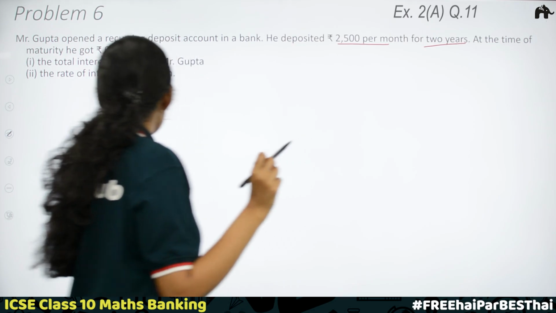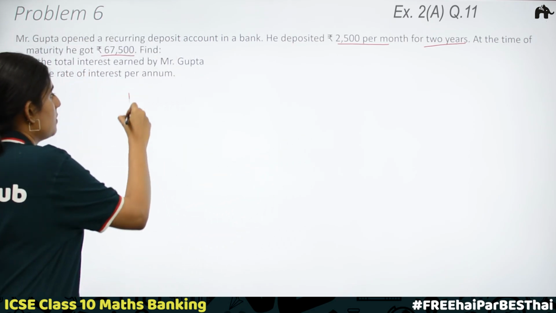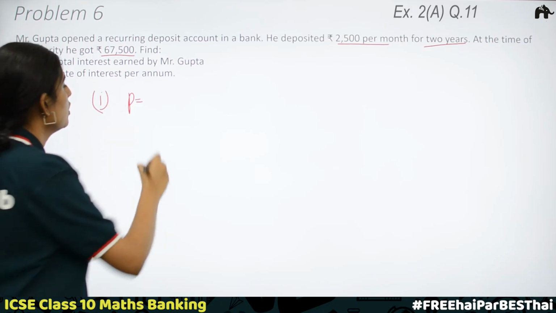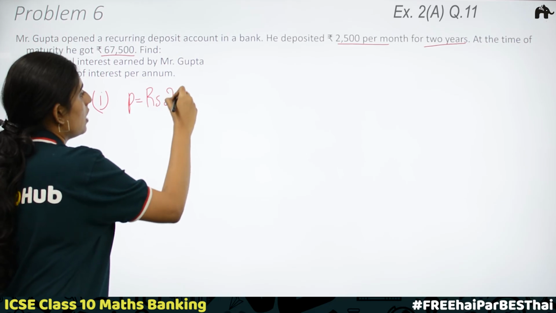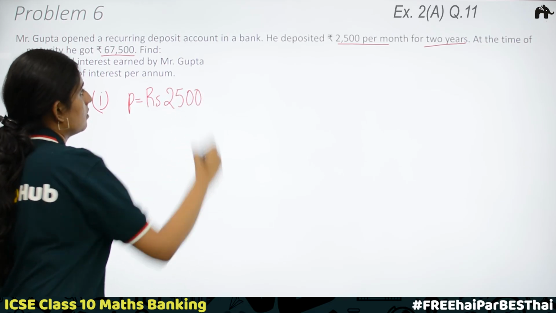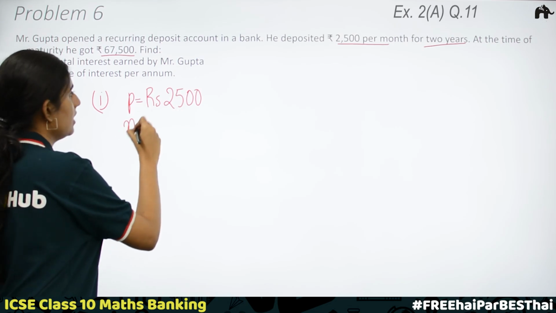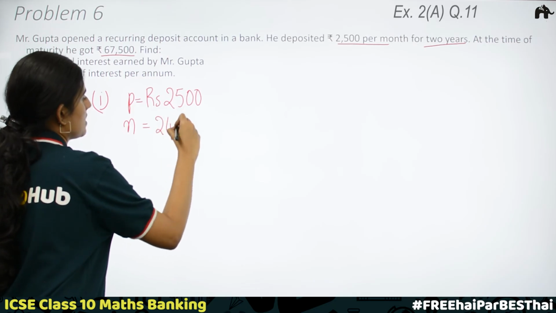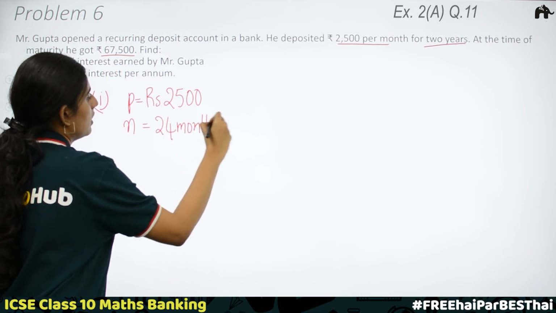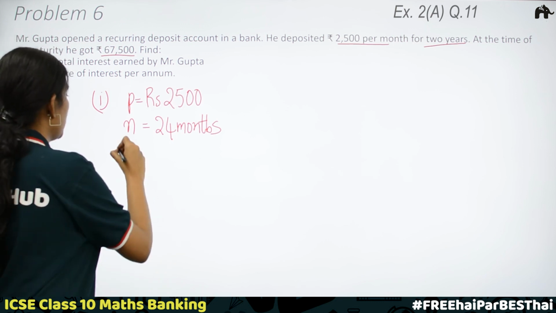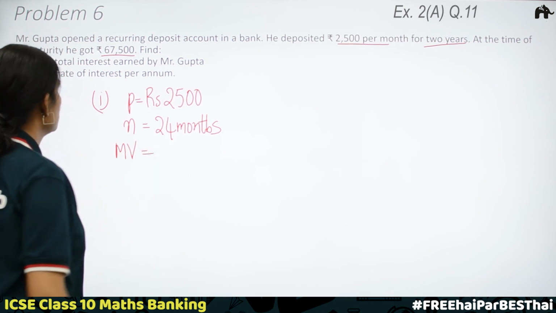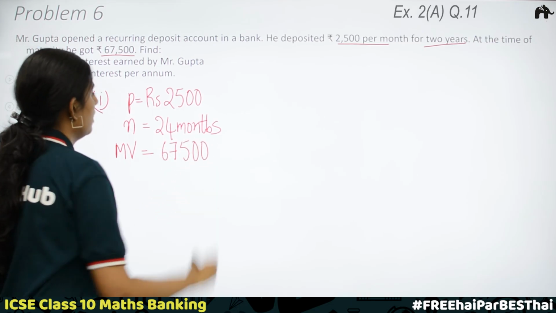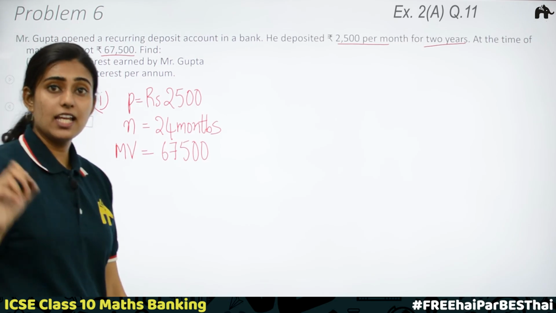What are the given quantities? Here we have the monthly installment P is equal to rupees 2,500. Then n is given, n is equal to 2 years. 2 years means 24 months. Maturity value is also given. Maturity value is equal to 67,500.